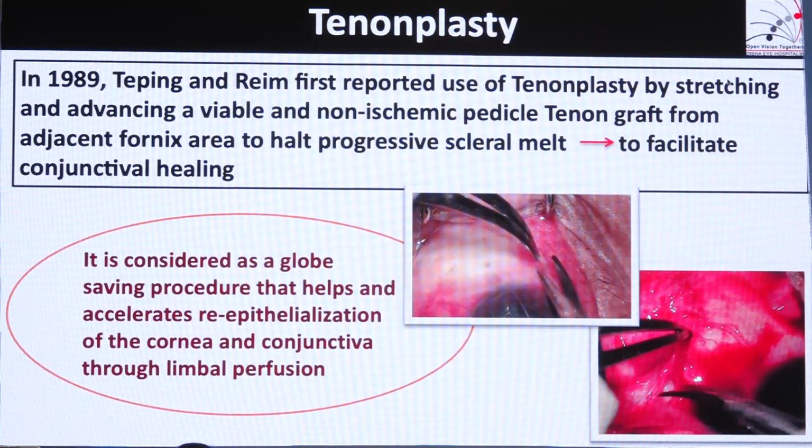So you can see that this is the patient who had this scleral ischemia. You have to take this pedicle Tenon graft from here and suture it at the limbus. That way this ischemic part will be restored, that blood circulation will be restored.